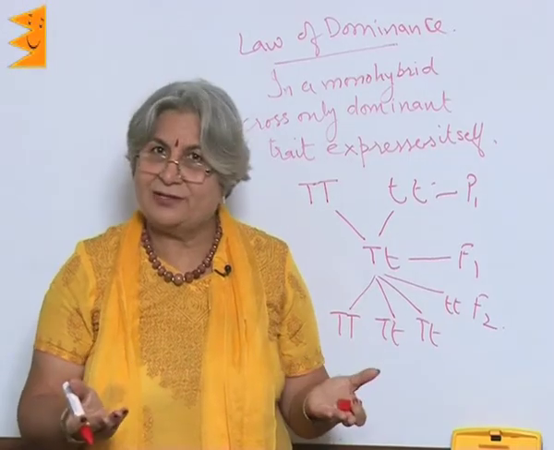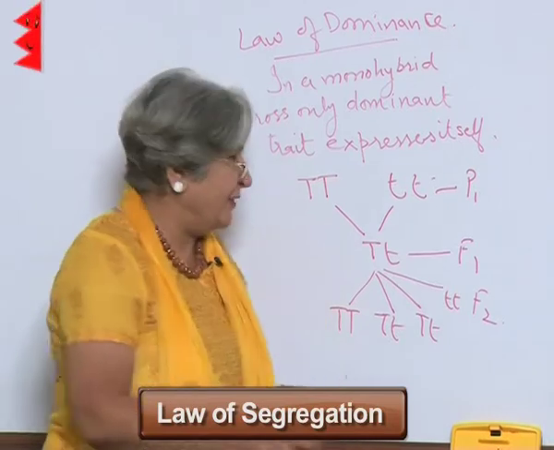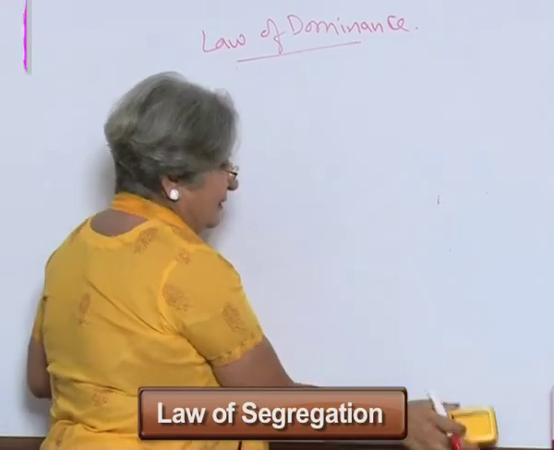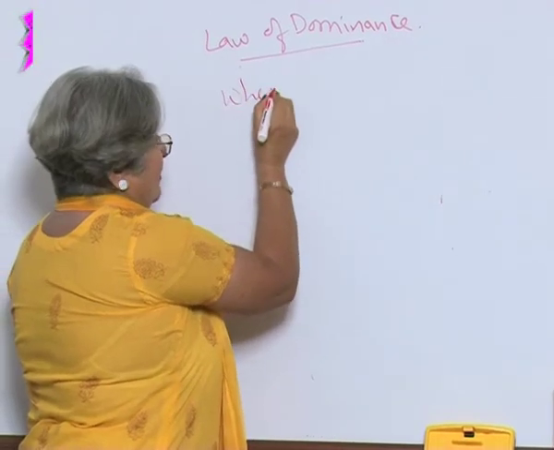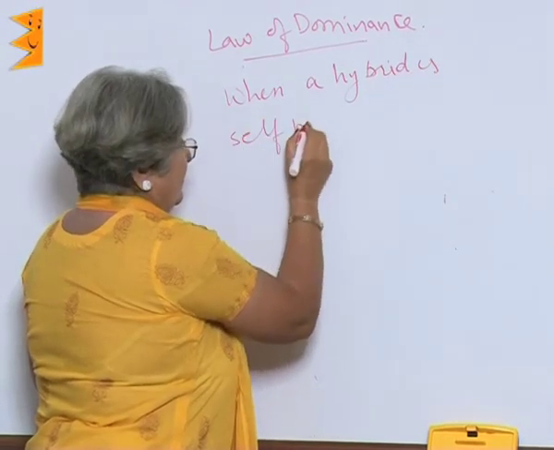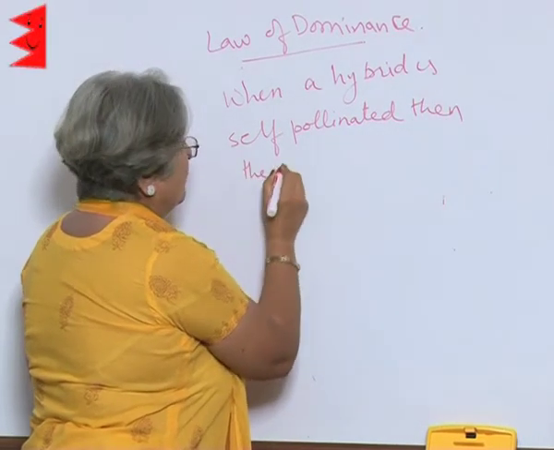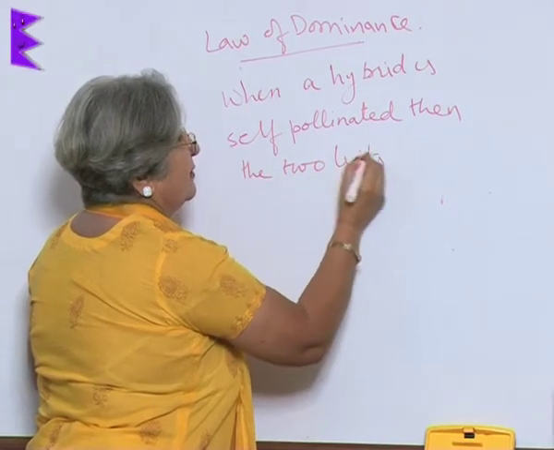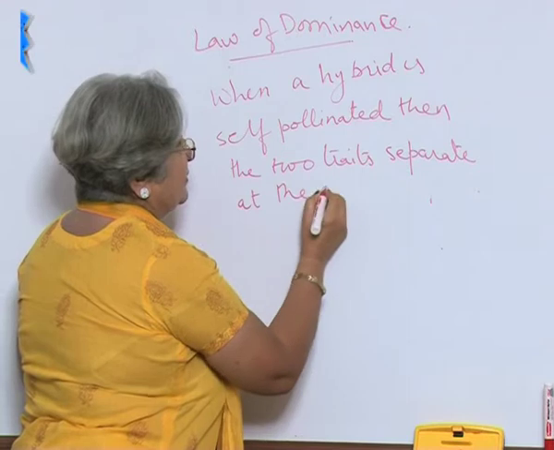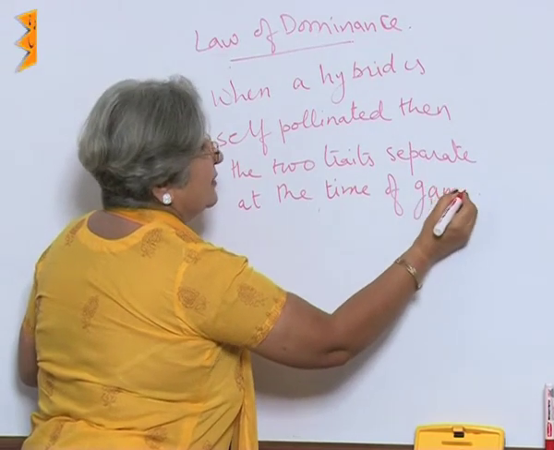What is separation? Segregation. So, on this basis he concluded his second law, the law of segregation, which states that when the hybrid plant is self pollinated, then the two traits separate from each other at the time of gamete formation. This is the law of segregation.